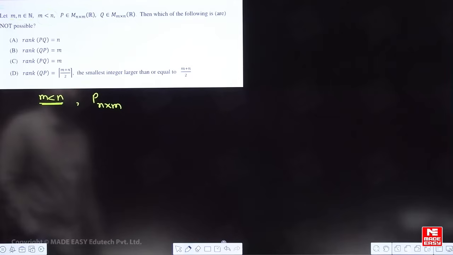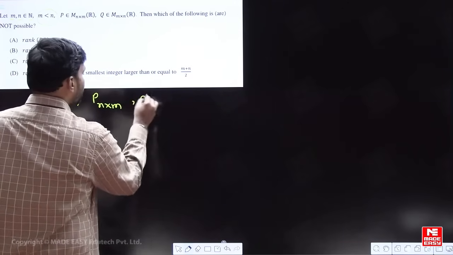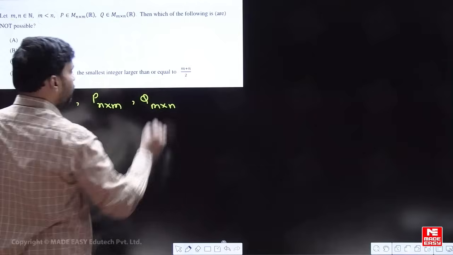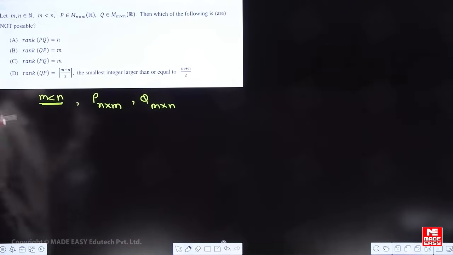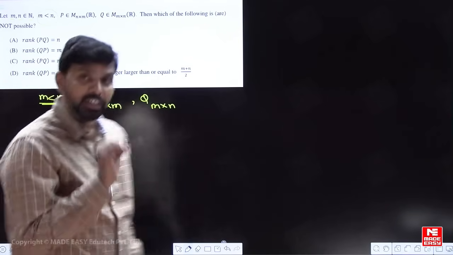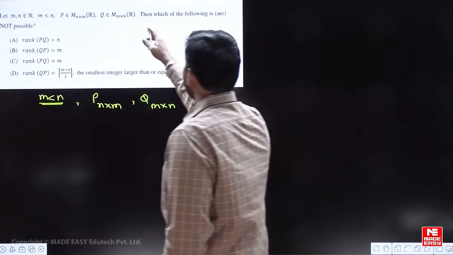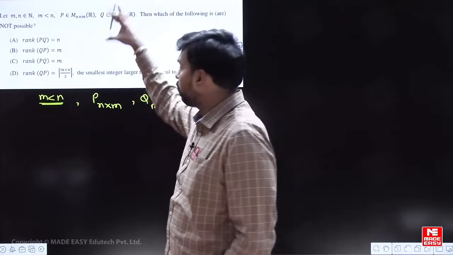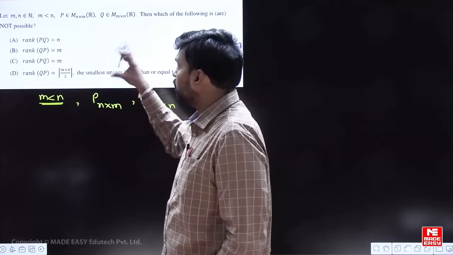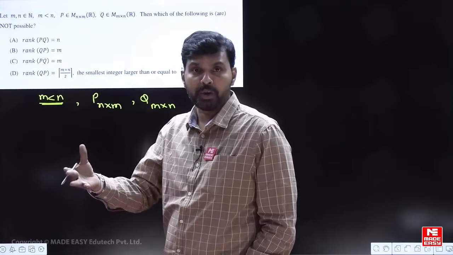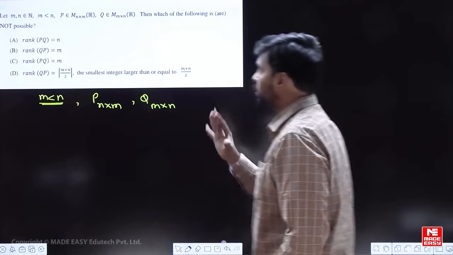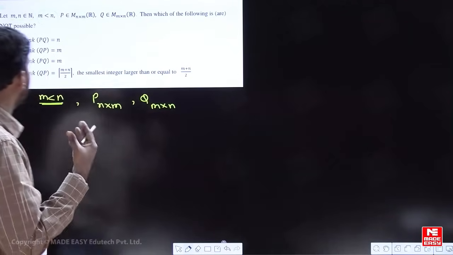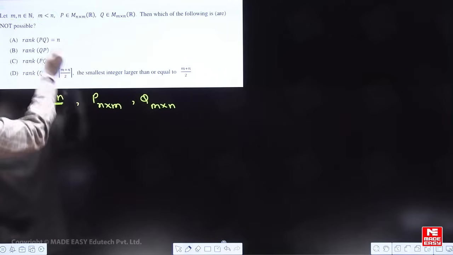P is an n cross m matrix which is a real matrix, and Q is another real matrix of m cross n here. Okay, and m less than n, you know that, correct? If this data is given to us, now we have to see which of the following are not possible. Which are not possible, we have to check it out here. Now, it is 'are', meaning there can be one, or even more than one, right, beta? So what can be the correct answers, what is not possible in this, we have to see that.